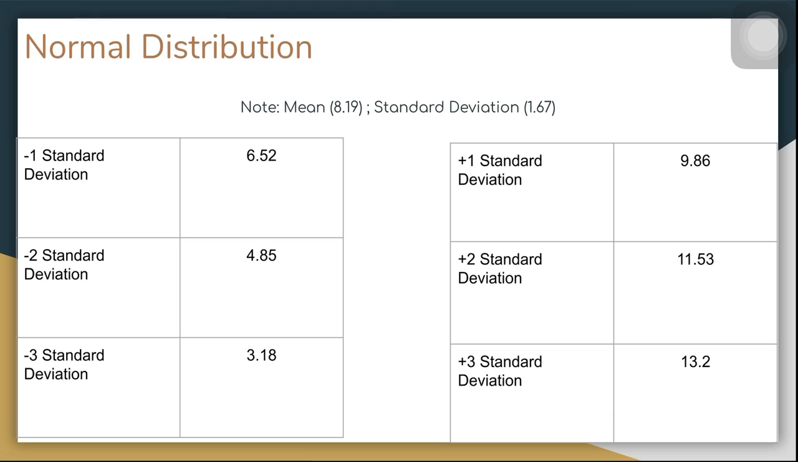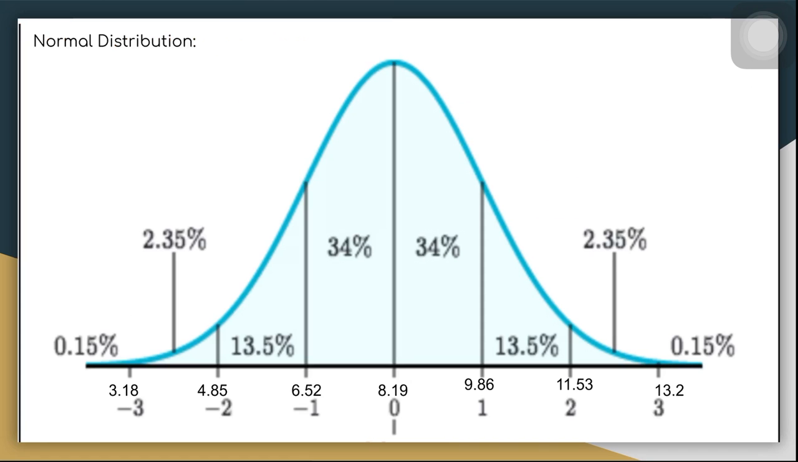So I will have to add 1.67 and subtract 1.67 to find the standard deviations to the left and to the right. So here is how it looks. 8.19 is in the middle, and 6.52 to 9.86 is 68% of the data in the normal distribution. From 4.85 to 11.53 is 95% of the data, and 3.18 to 13.2 is 99.7% of the data. And the others are 0.15% for both sides, so that is 0.3%.